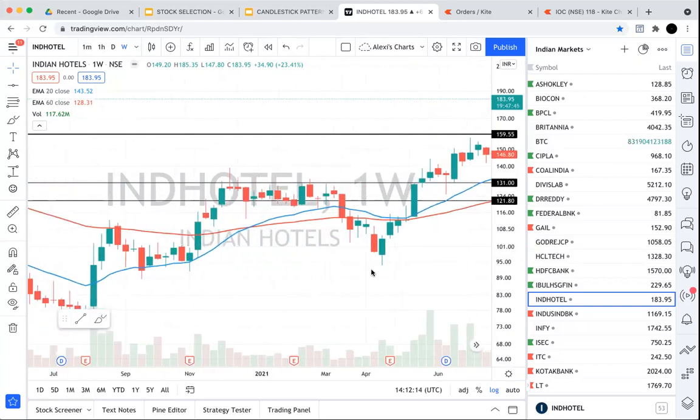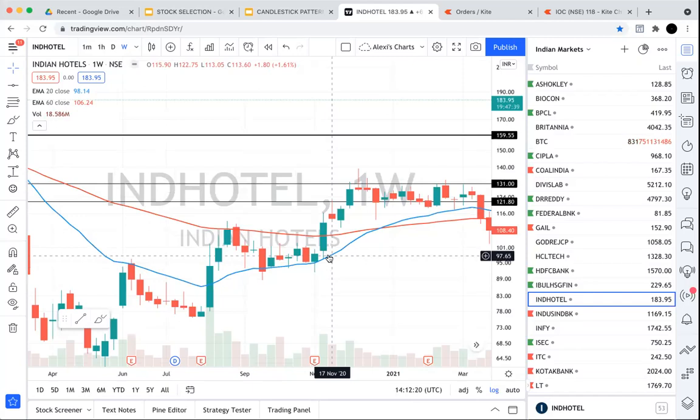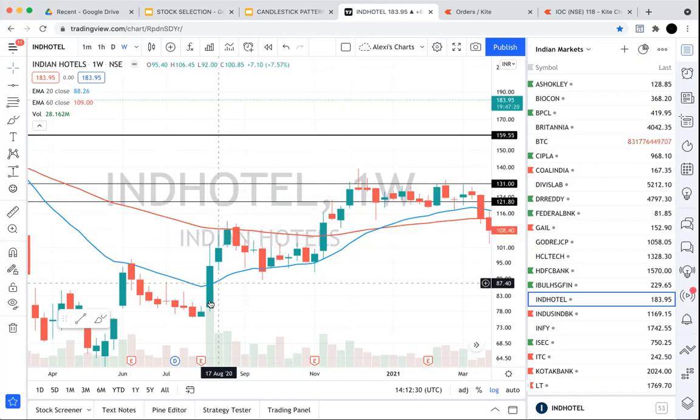Okay, it's a hammer right there. You see, it tried to go down, it was rejected and closed higher, and look what happens. It reverses that trend. And here again, right here, see this bearish engulfing candle? After this bullish move up, look at that. This bearish engulfing candle shows up and reverses it.